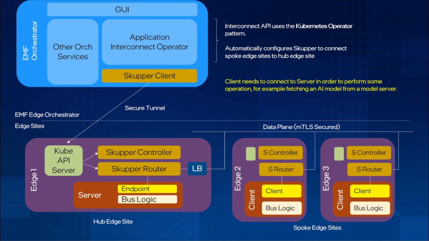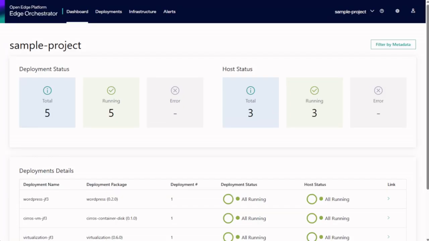So Skupper provides the L7 network that connects these sites, but inside of the Edge Orchestrator's central orchestrator up at the top, you have the Application Interconnect operator, and it is responsible for automatically reaching out to Skupper as necessary to connect the edge sites that are a part of the application. And you will see when we do the demo exactly how that works. Okay, let's go ahead and start our interconnect demo.